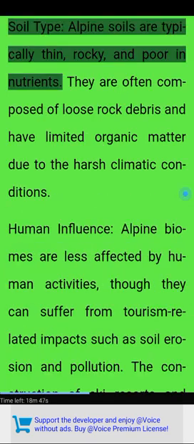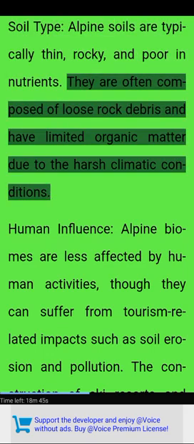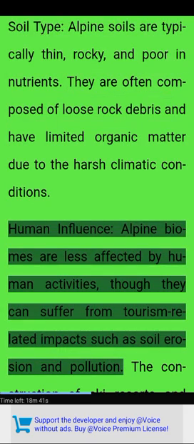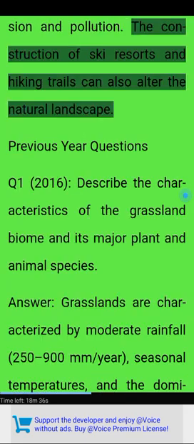Soil type. Alpine soils are typically thin, rocky, and poor in nutrients. They are often composed of loose rock debris and have limited organic matter due to the harsh climatic conditions. Human influence. Alpine biomes are less affected by human activities, though they can suffer from tourism-related impacts such as soil erosion and pollution. The construction of ski resorts and hiking trails can also alter the natural landscape.